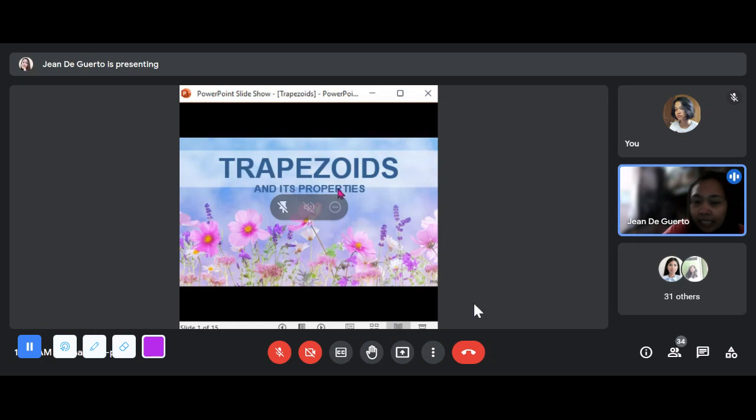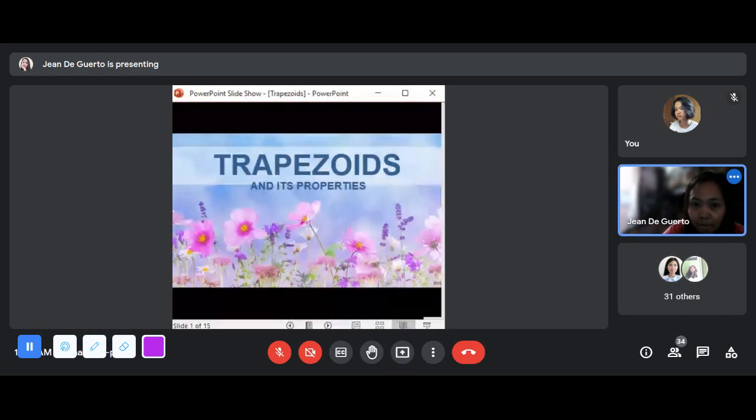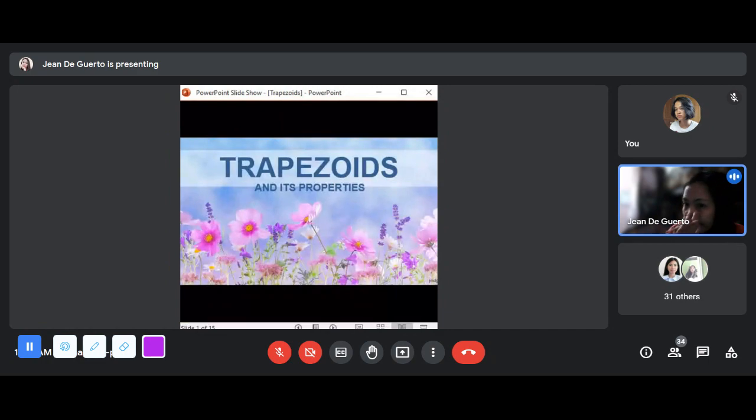So those are the 3 special parallelograms. Okay, so now let us have the trapezoids. Okay, so trapezoids. Who would like to describe a trapezoid? What makes it different from a parallelogram? Anyone?